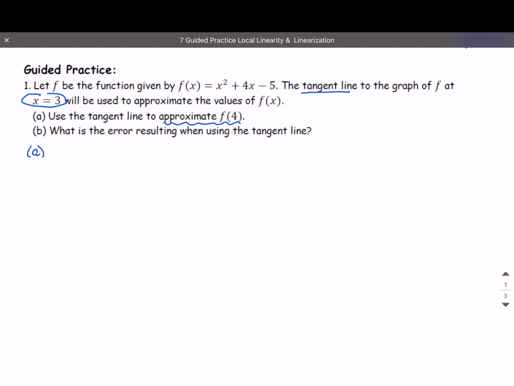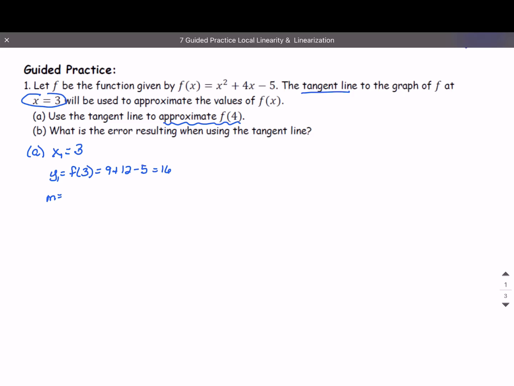So the first thing we need is the equation of the tangent line, which means we need an x value, a y value, and the slope. So the x value they gave us is 3. In order to find the matching y value, we have to find f of 3. So if we substitute 3 into f, 3 squared is 9, plus 4 times 3 is 12, minus 5. So that's going to give us 16.